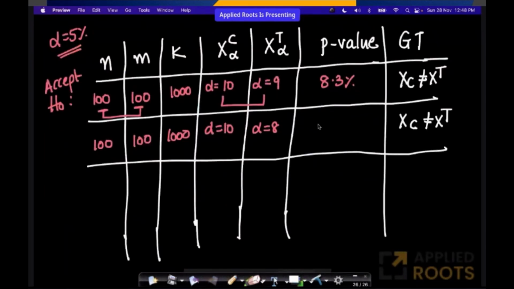Okay, so let's go back to the drawing board. So we got 1.8%. So in this case, what error did we have? In this case, we had a type 2 error. In this case, perfect. This case is perfect. So as the distributions differ more, even though we have small sample sizes, the permutation test is able to work well.